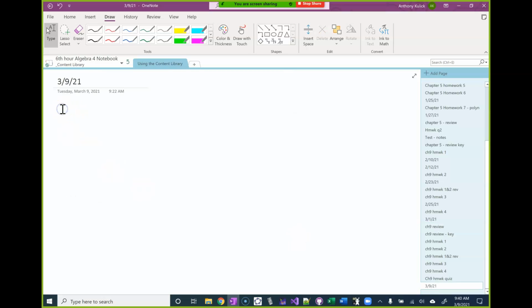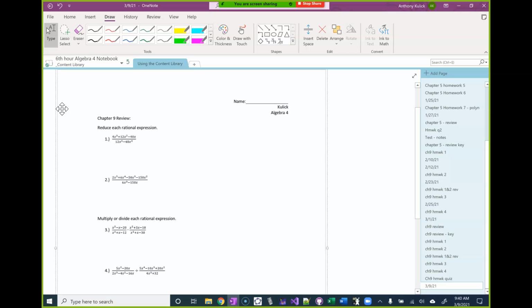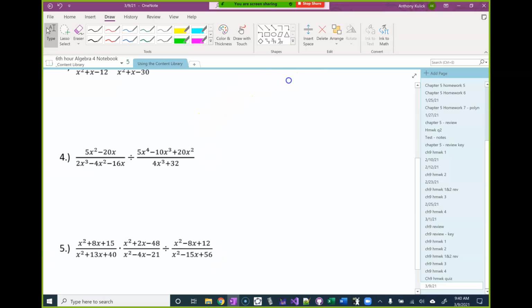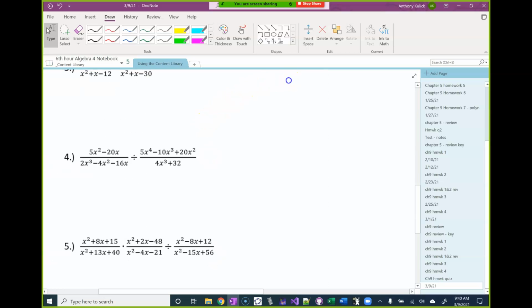Okay, just so everybody can see this. So this is a multiplication division problem. Basically, all we need to do is factor everything, rewrite it as a multiplication problem, and reduce. So I'm just going to start by looking at the greatest common factor. And then we'll do the rest of our factoring and writing it as a multiplication problem.